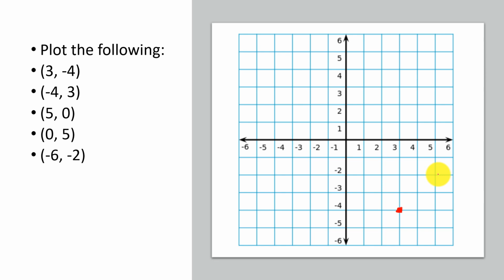Next would be (-4, 3). Notice order is important, so this is going to be a different location.